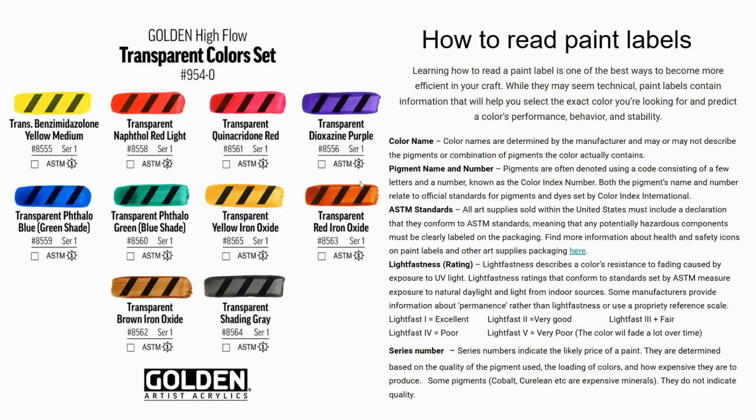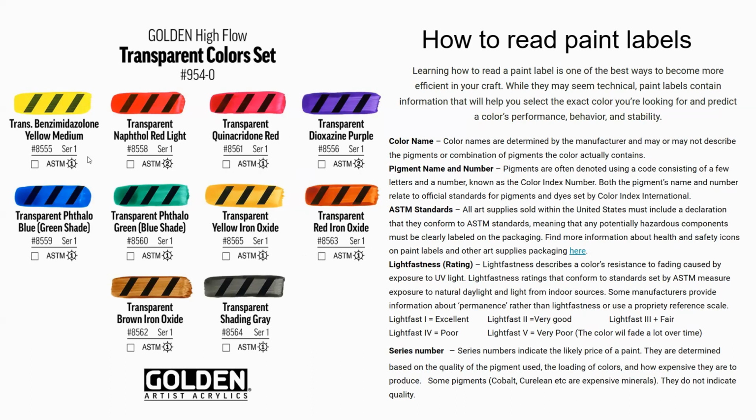I also have a bunch of stuff on here for paint labels, and we don't need to go through this today, but this is the high flow transparent color set from Golden that I have. I didn't use this on the demo painting that I showed. However, I think I'm going to use it for these ones just so you can see the difference. I actually used a heavy body Tri-Art palette for the demo painting.